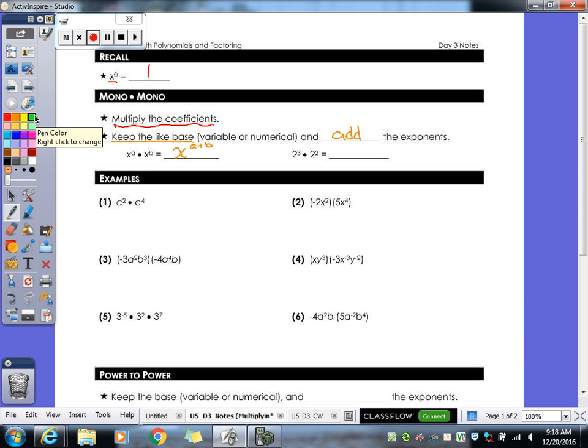For my other example over here, I have 2 to the third times 2 to the second, so I keep my base of 2, add my exponents, 3 plus 2, gives me a 5. But since that's actually a number, what is 2 to the 5th power? You can use your calculator. So whenever it's a number to an exponent, you always have to figure out what that is. So multiplying, we add those exponents together. Like for our first example, I have c to the second times c to the fourth. So I'm going to keep my c, add my exponents, so I get c to the sixth.